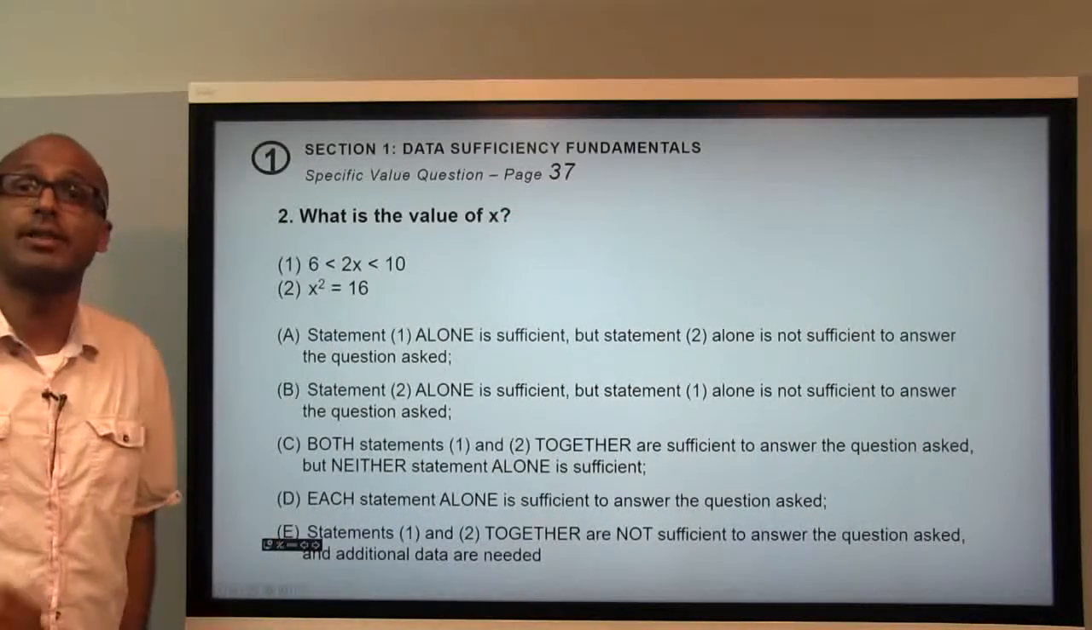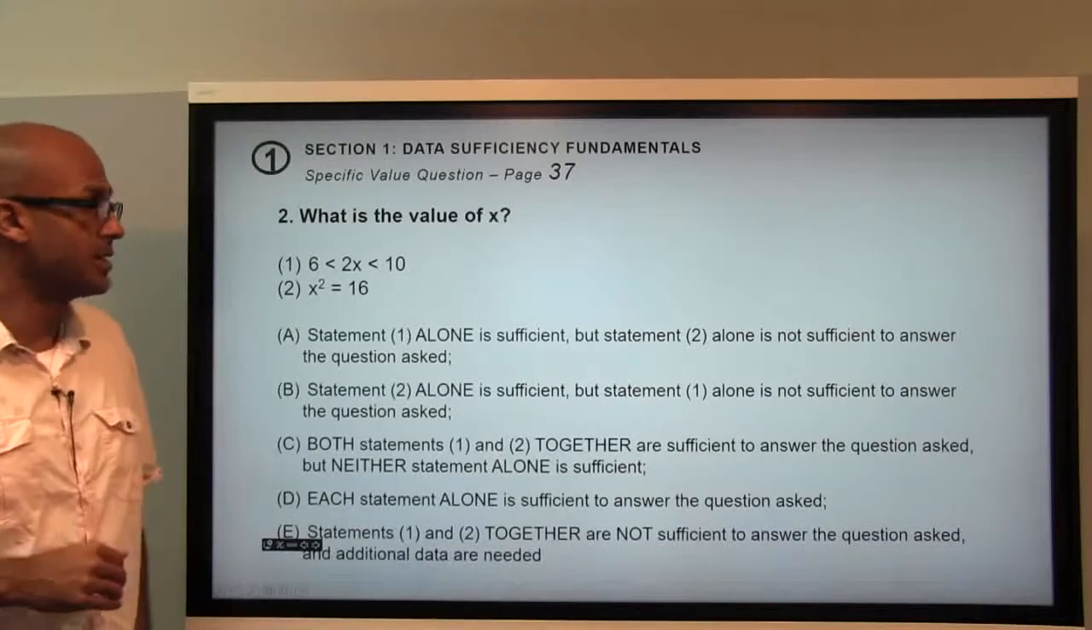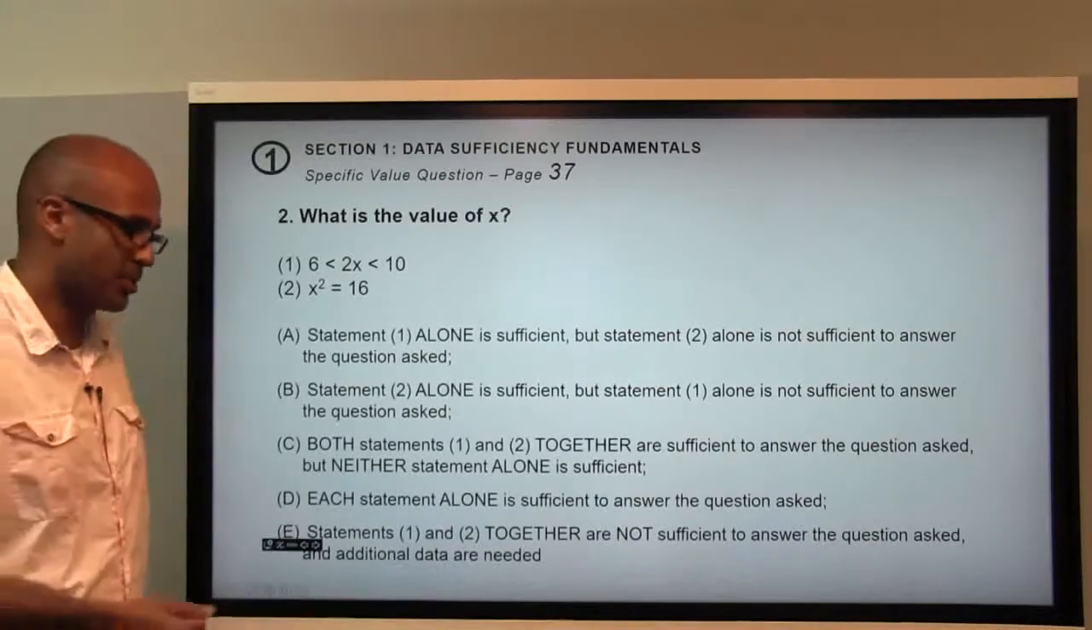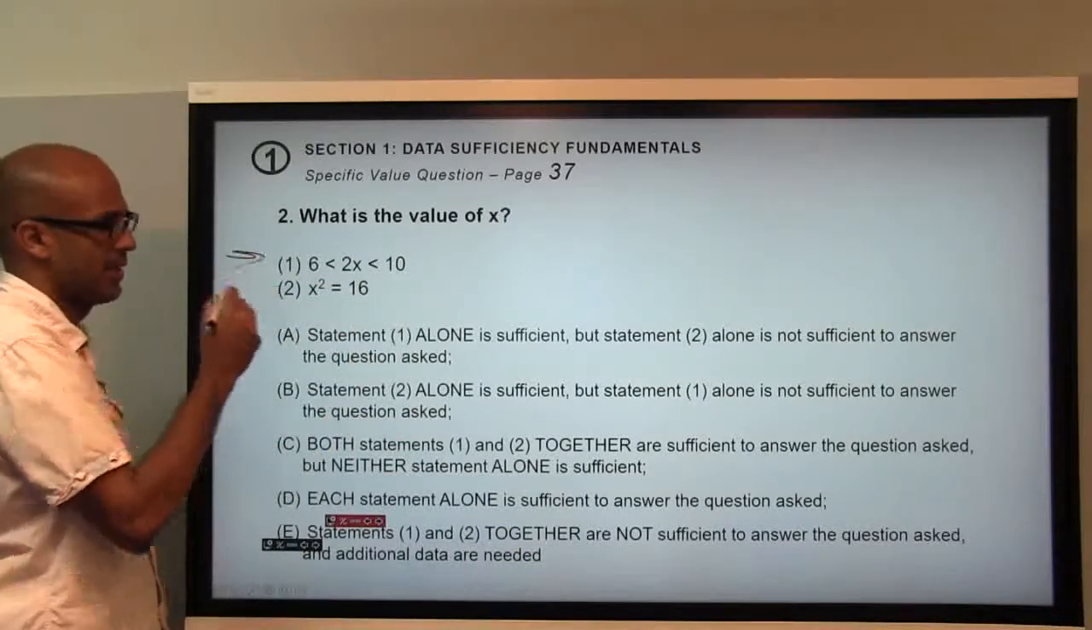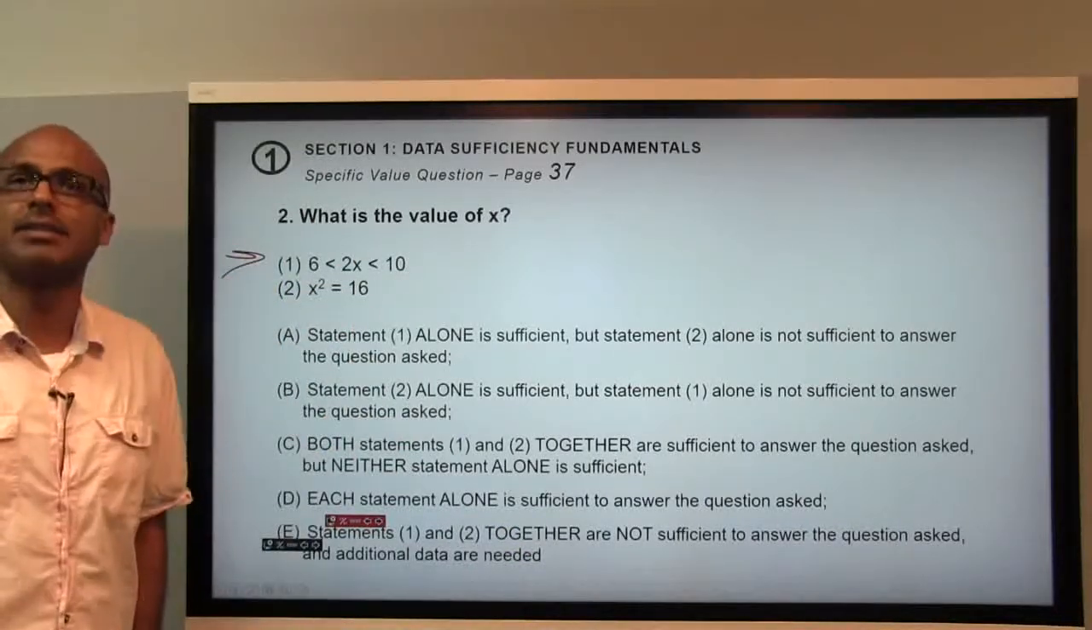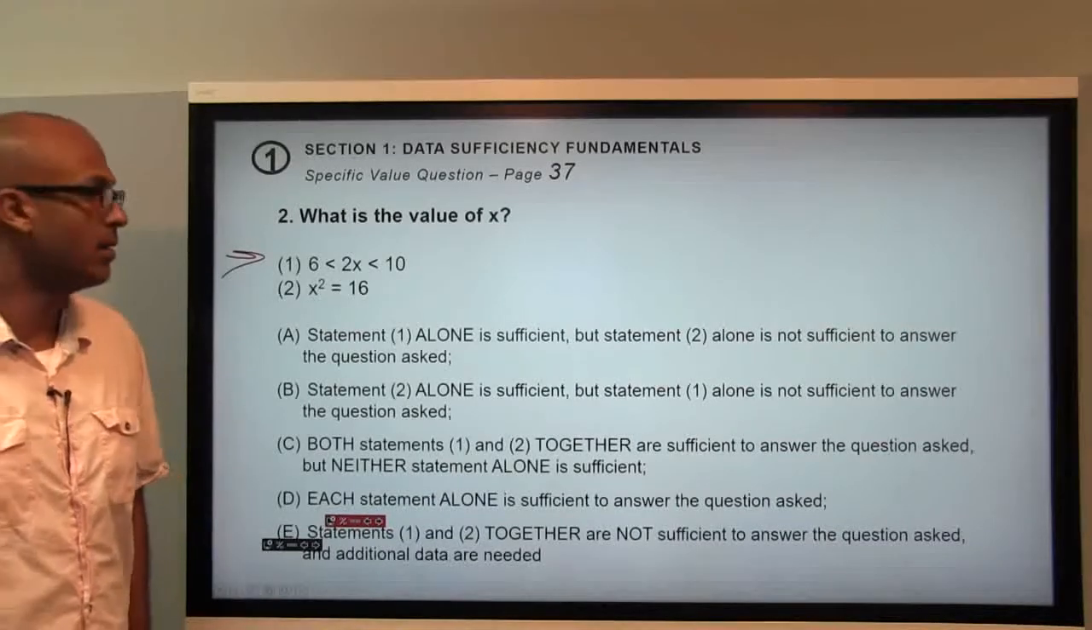All right, let's take a look at this next question here. It says, what is the value of x? Okay, yeah, most welcome. Good question. So notice here, it says, what's the value of x? How is someone going to eat it on statement number 1 here?